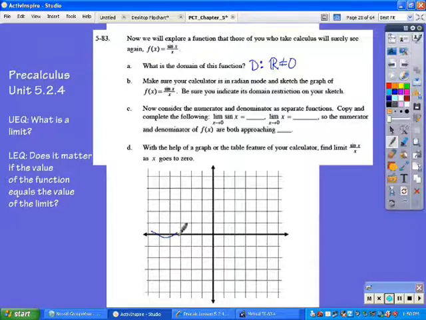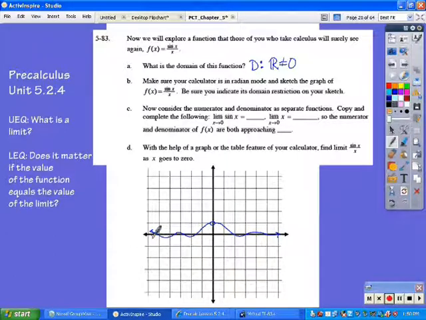So what you can tell is that the graph is kind of cycling about the x-axis, getting closer to the x-axis as it approaches infinity. Now consider the numerator and denominator as separate functions.